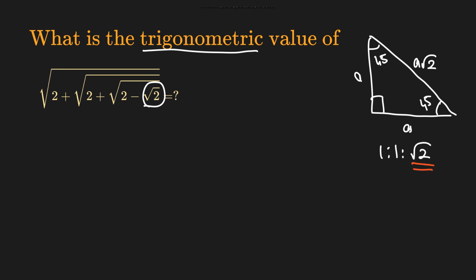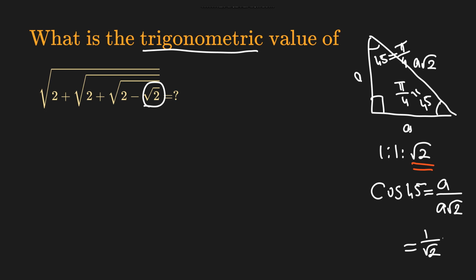We can find cosine 45 equals the adjacent side, which is a, over the hypotenuse, which is a root 2. After cancelling a, we get 1 over root 2. 45 degrees is pi over 4 in radians. So we can say cosine pi over 4 is equal to root 2 over 2.